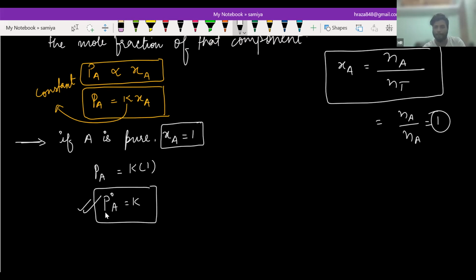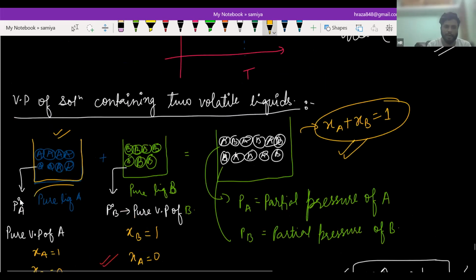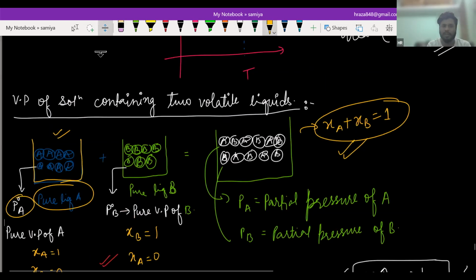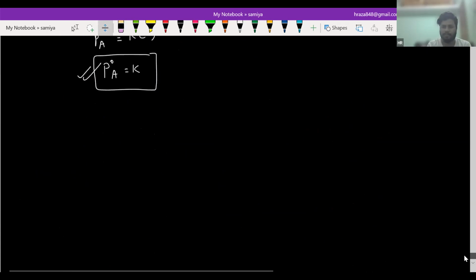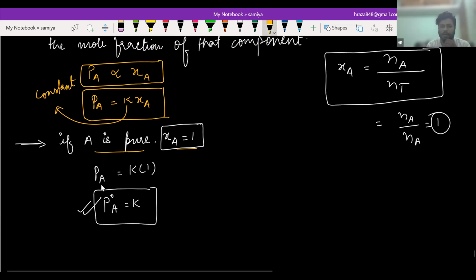Madiha, Reem? Yes, sir. Reem, it is very easy. You can see when I had drawn the diagram, when A is pure liquid, then P naught A. So in the same way, the assumption says it all: if A is pure, zeta A is equal to 1, PA will be K into 1. And since it is pure, K is equal to P naught A.